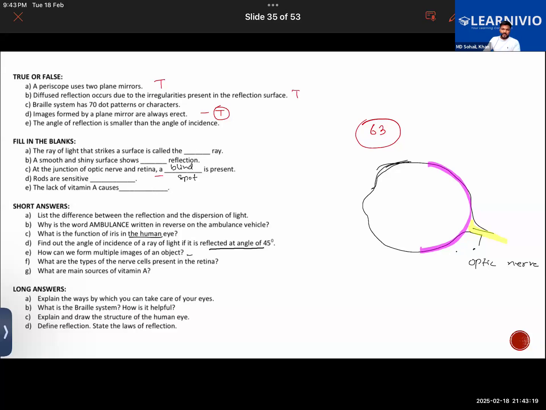Tell me, we have learned about formulas also, how you can calculate the number of images formed. Suppose there are two plane mirrors and both of them are inclined at an angle of 90 degrees, and there's an object placed in between them. So how many images of the object will be formed? Four. You sure about this?